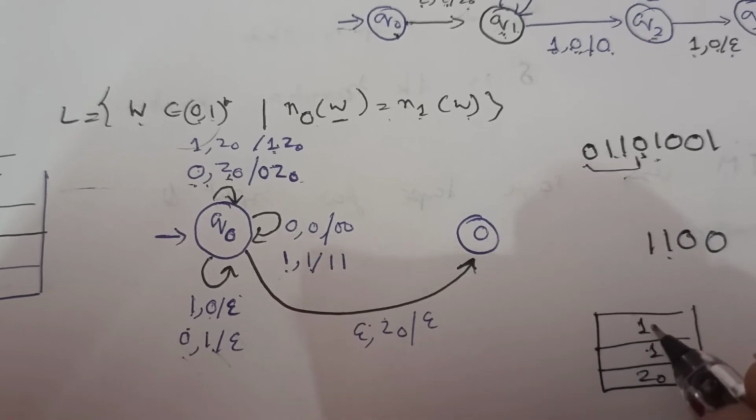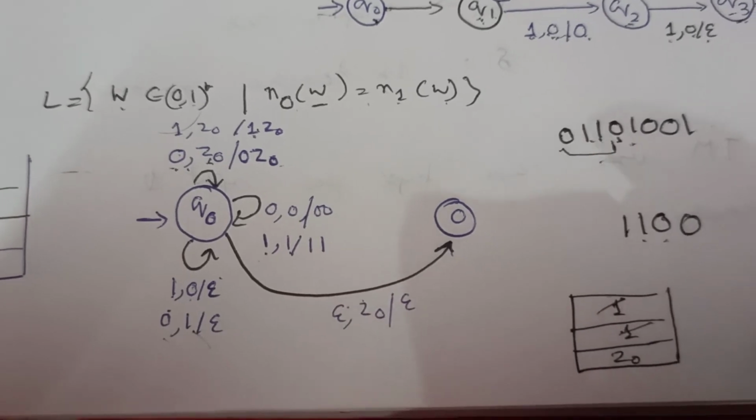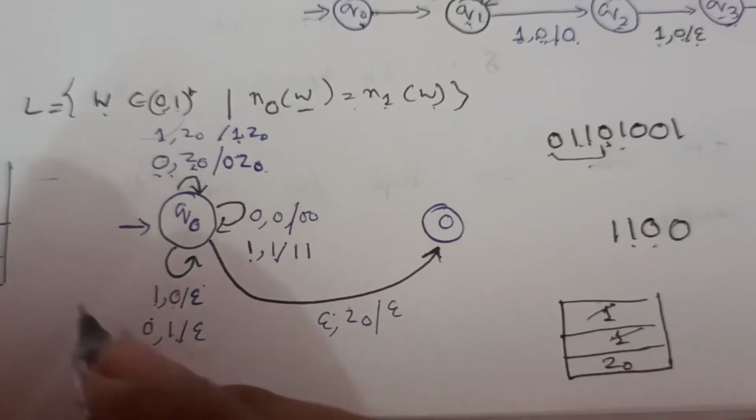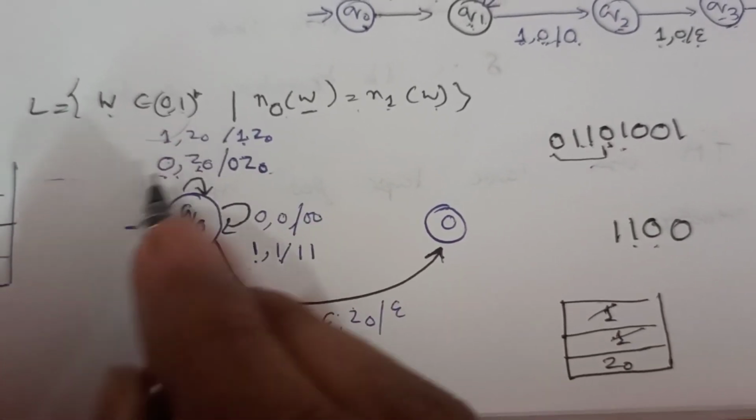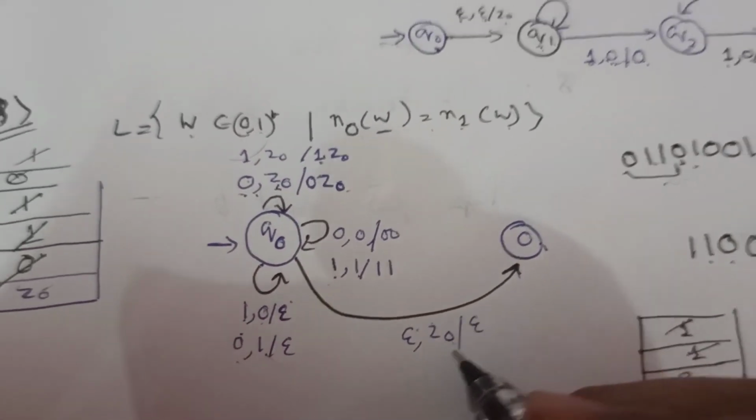Now our stack top is 1 and the input symbol is 0, so it will pop 1 by 1. Now this will be accepted, and after doing every loop inside this single state, we will reach our final state for the Z0 and null.